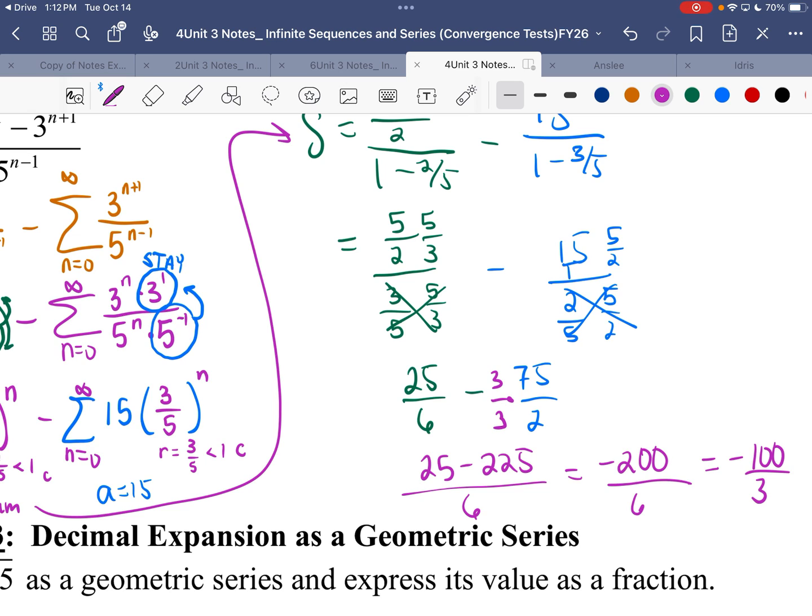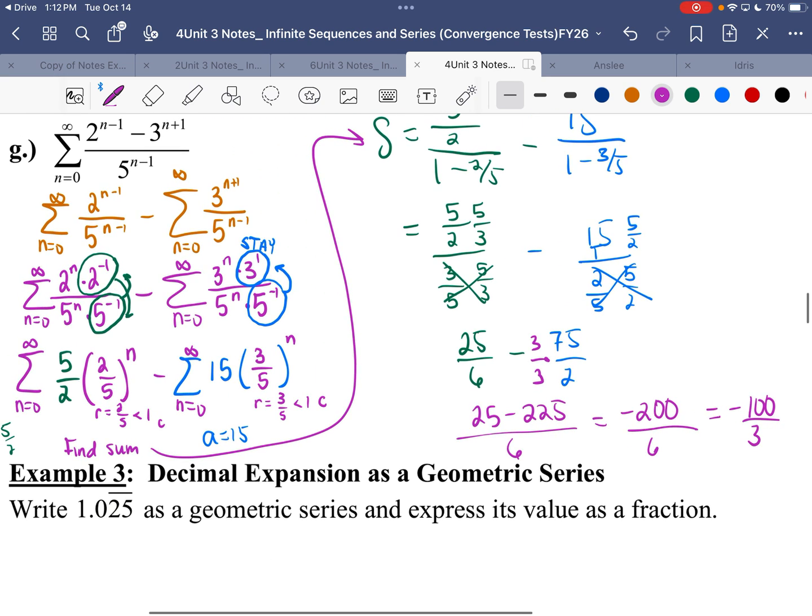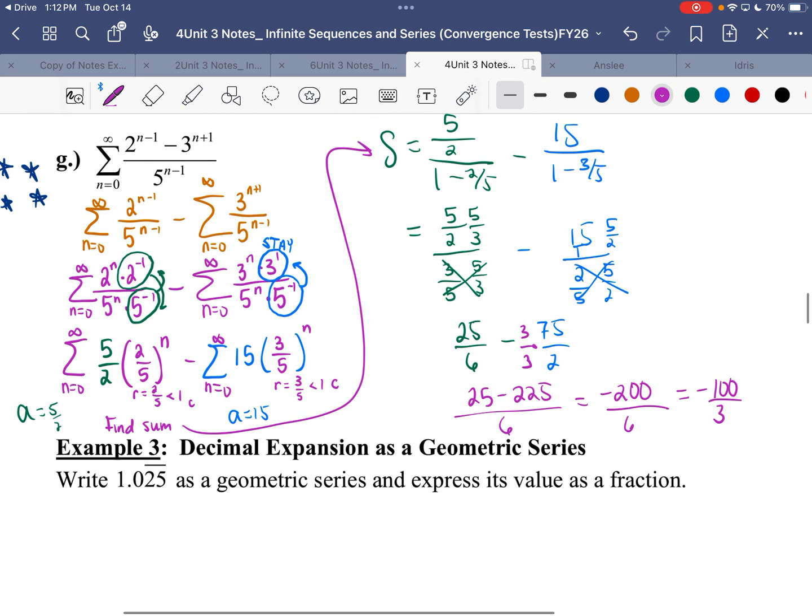For time purposes, I'm going to skip example 3. It's just kind of like a fun fact. So we're not going to learn anything fun or facty today. Don't worry about it, sweetheart. What if that's on our quiz? It won't be because I'm skipping it. She's not going to put it on the quiz.